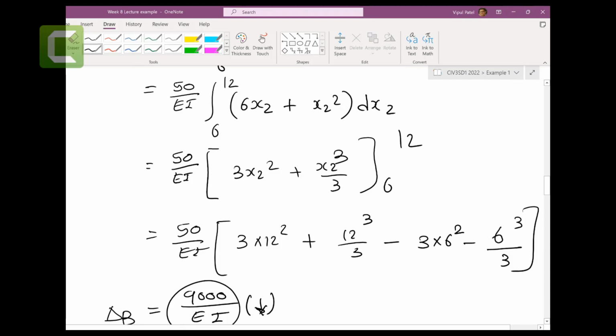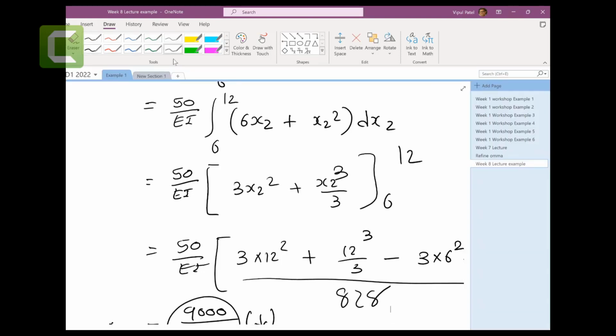Last one should be 6 cubed. Okay, so let's do that. 3 times 12 squared plus 12 cubed divided by 3 minus 3 times 6 squared minus 6 cubed over 3. You got 828 times 50. Still, it's not working, but that's okay.